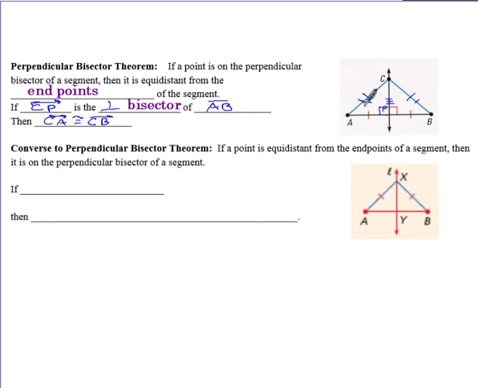The converse to the perpendicular bisector theorem states that if a point is equidistant from the endpoints, then it is on the perpendicular bisector. So if I have this, I can claim that this line's a perpendicular bisector. In other words, if I tell you that XA is congruent to XB, then I can say that XY is the perpendicular bisector of AB. And then I can make claims such as AY is congruent to YB.